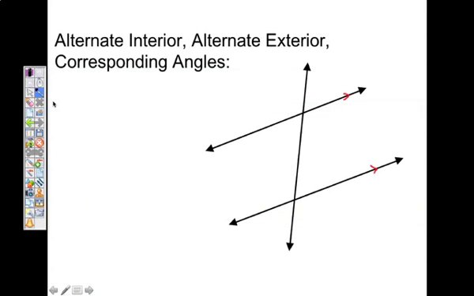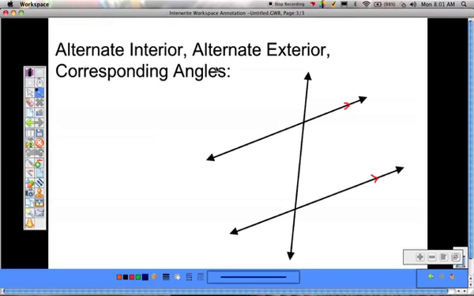Three other words that we learned a couple units ago: alternate interior, alternate exterior, and corresponding angles. If we label them 1, 2, 3, 4, 5, 6, 7, 8. Alternate interior angles are on the inside of the parallel lines, and they cross the transversal. So angle 4 and angle 6, and they're congruent. So these two are alternate interior. And also 3 and 5.